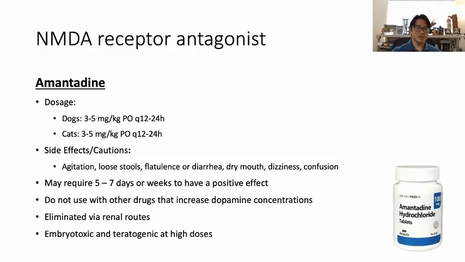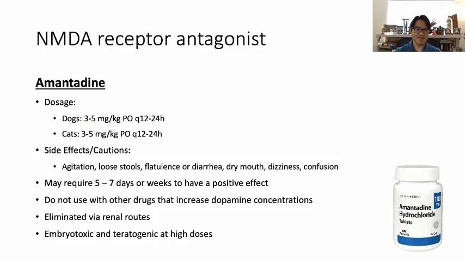For dosing, in dogs and cats, you can give 3 to 5 mg per kg every 12 to 24 hours. Originally, we thought that amantadine could be given only once a day, but recently, when you look at Plumb's book, they recommend that giving it twice a day, or every 12 hours, may provide a better result. So you can start with once a day and wait maybe 1 to 2 weeks to see if there's any benefit. If not, you can always go up to twice daily.